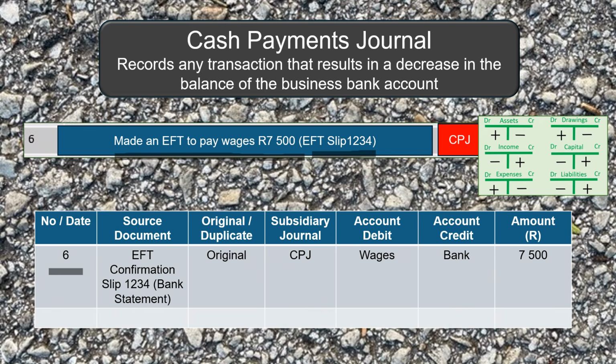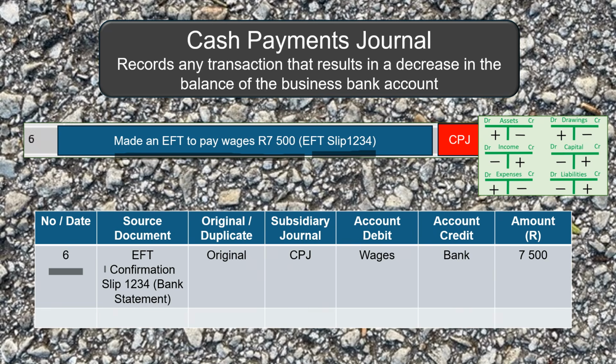The date, or number 6. There's the EFT confirmation slip. Now just a little bit of extra information. The South African Revenue Services don't take the EFT confirmation slip as the document that proves the payment. You need to get the document that goes with the payment.